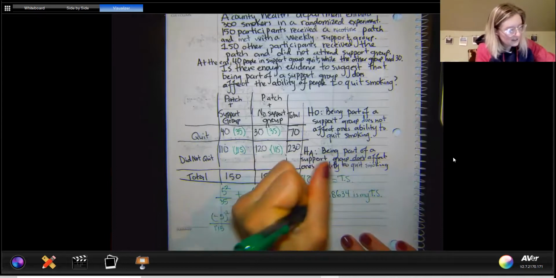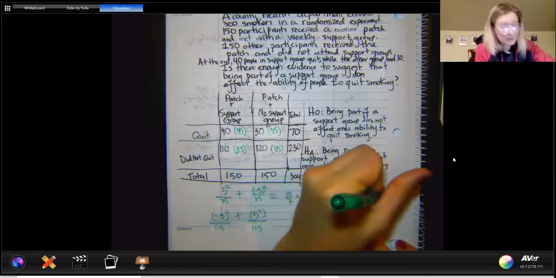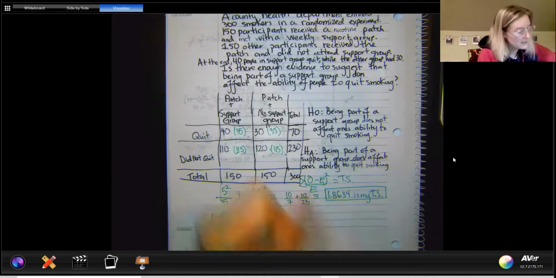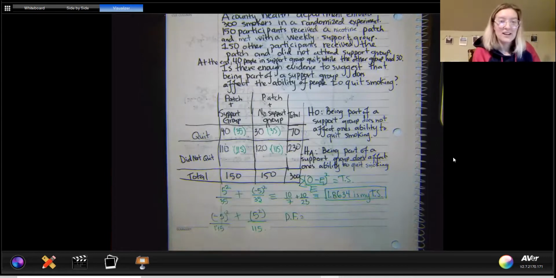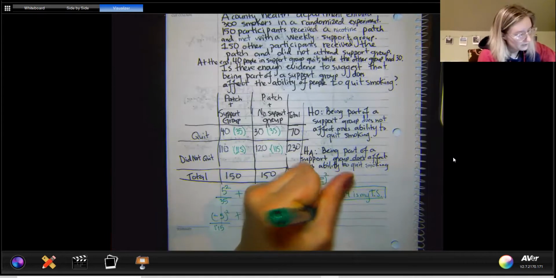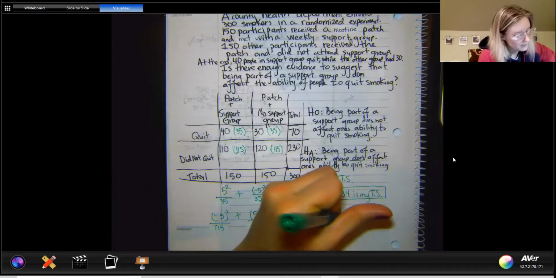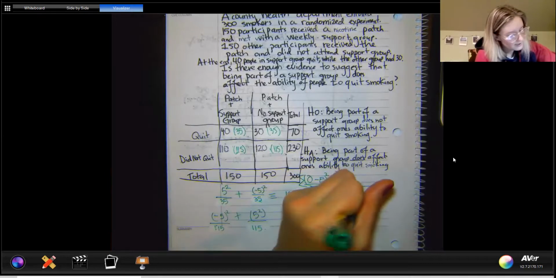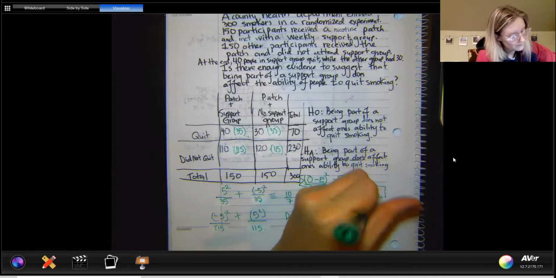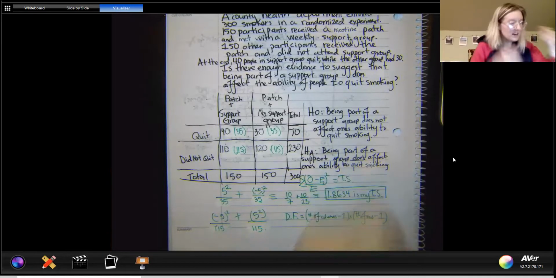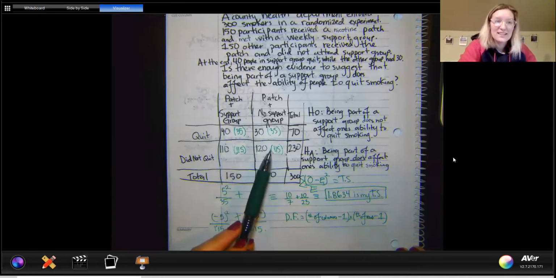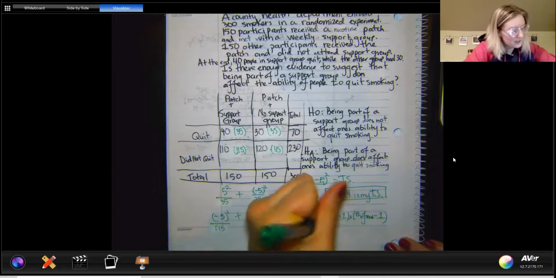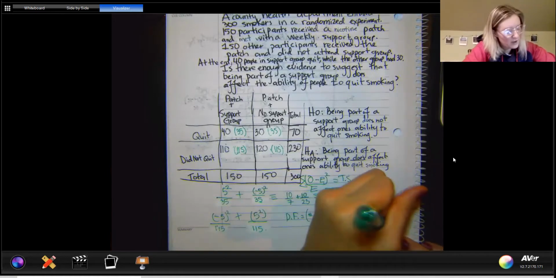In this case, because we have a two-way table, the formula we use to calculate the degrees of freedom is slightly different. So my degrees of freedom is equal to the product of the number of columns minus 1 times the number of rows minus 1. So in this case, I have 2 rows, 2 columns, so minus 1 for each of them. I'm going to have 1 times 1 is equal to 1 as my degree of freedom.